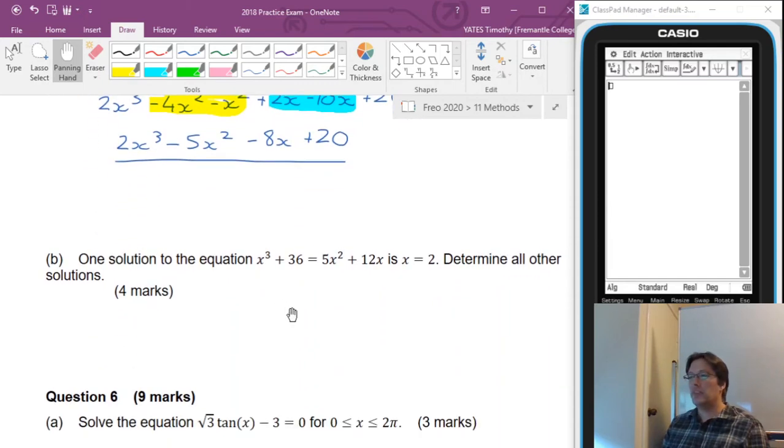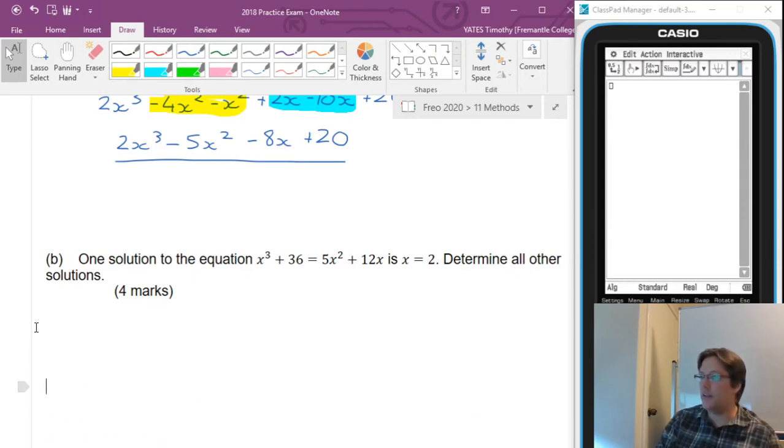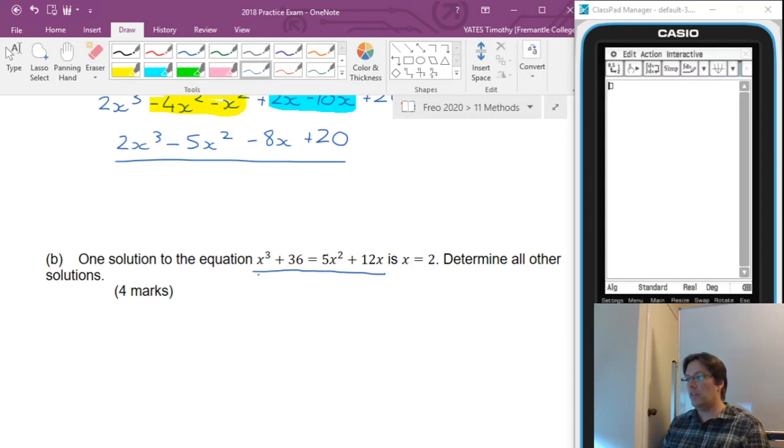So now this one. This is our famous cubic solution, or cubic solving one. One solution to this equation is x equals 2. Determine all other solutions. This is a cubic. Doesn't look like it necessarily. We've got to rearrange it so that it is all on one side. And I'll do that in order. That's going to be x cubed, take 5x squared, take 12x plus 36 equals 0.